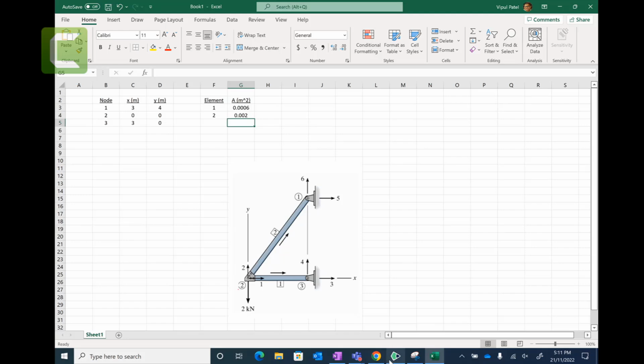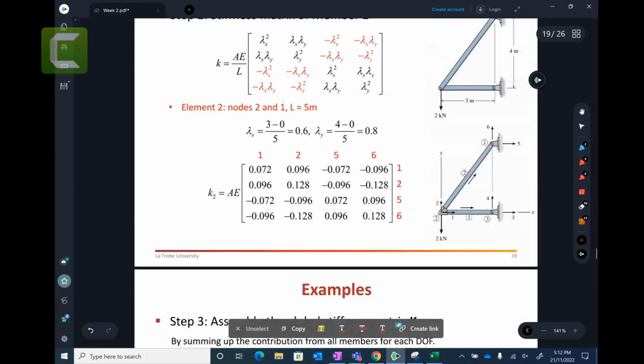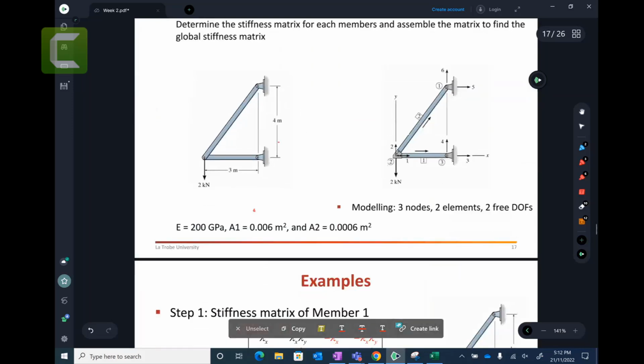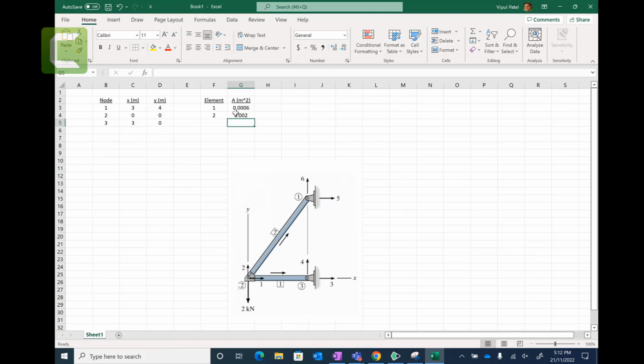Yep, it is given. Here you go, area of element 1 is 0.006. I think it is actually 0.0006. Please make a correction, I think they are all here and everywhere. So make it 0.0006 and here 0.002. I will make a correction in a minute. So area of element 1 is 0.0006 and area of element 2 is 0.002, given in our examples.